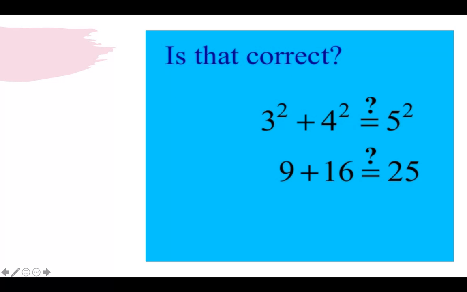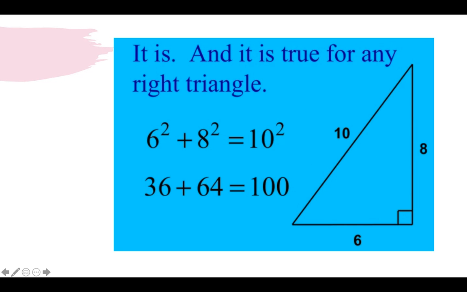Let's see if this works. So I have 3 squared plus 4 squared. 3 squared equals 9, 4 squared equals 16. When I add those together, 9 plus 16 equals 25. If we look up here, 5 squared is indeed 25, so we can see that does work. This is true for any right triangle.